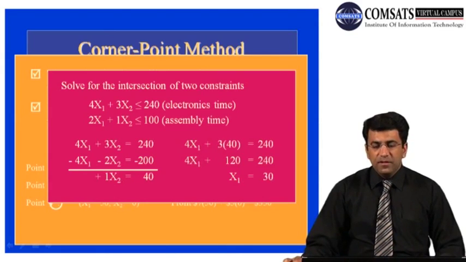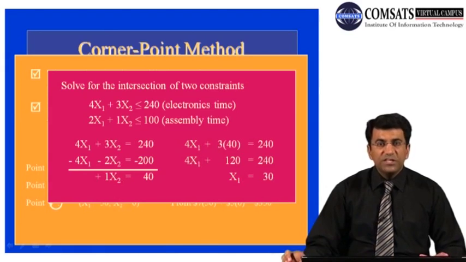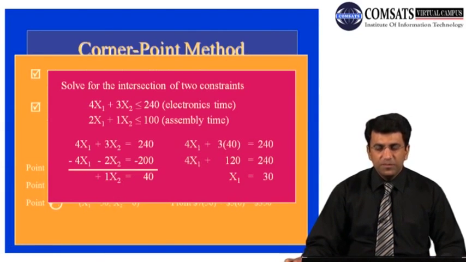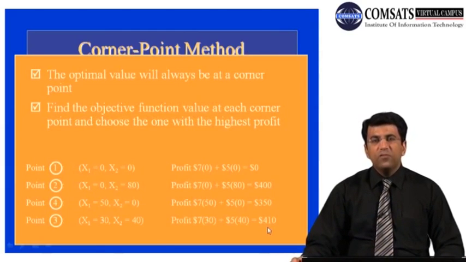So class, in this method we are able to find the point of intersection of line 1 and line 2. And what is that point of intersection? That is 30, 40. That is, the value of x1 is equal to 30 and the value of x2 is equal to 40. Now we have all the 4 available corner points, the corner points of that feasible region.